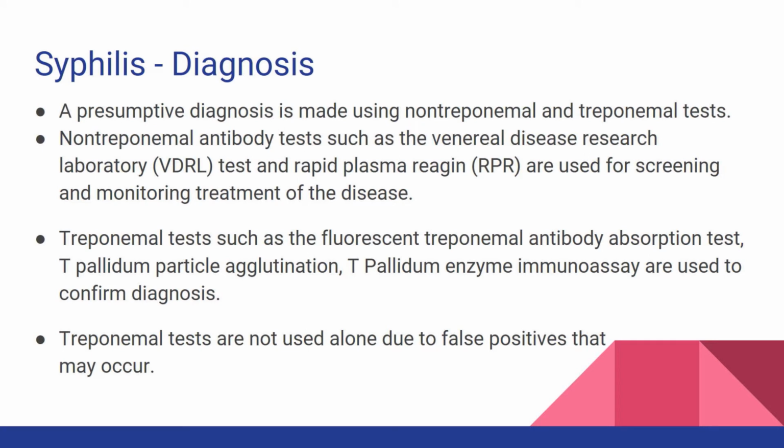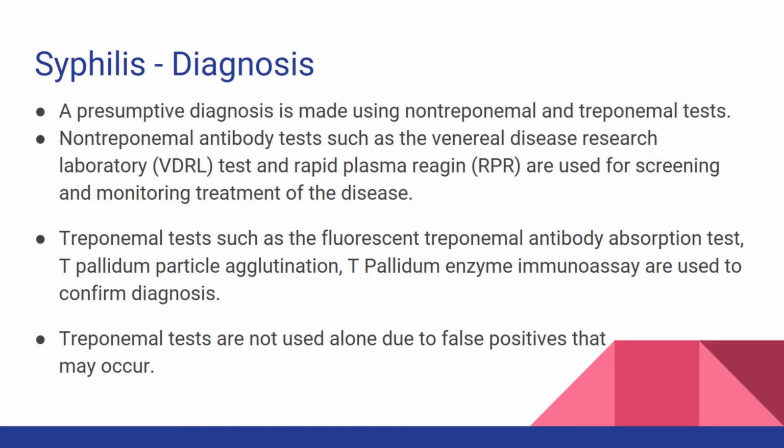Diagnosis. So it's important to keep in mind these non-treponemal versus treponemal tests. Non-treponemal antibody tests are the VDRL, the Venereal Disease Research Laboratory test, and the RPR, the Rapid Plasma Reagent test. It's used for screening and monitoring of treatment during the disease. I do want to highlight again that monitoring of treatment during the disease.